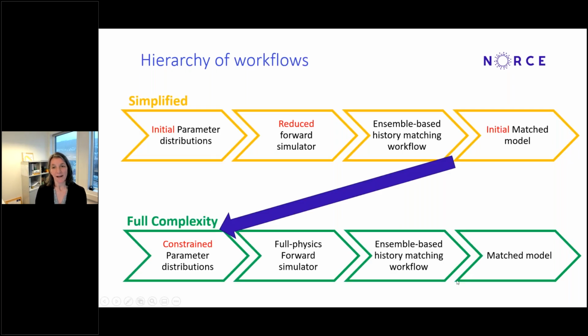But what we also think about in the back of our minds is really using this first pass, using a simplified approach where you take some initial parameters, a reduced model, and have an initial matched model that then you could move towards a full complexity history matching, where you now have constrained parameter distributions, but use a full physics forward simulator to end up within the same type of workflow to end up with the final matched model. You can think of this as a hierarchy of workflows, and you can even introduce a further simplification one step above. So mix and match, depending on the problem that you have. Next slide, please.